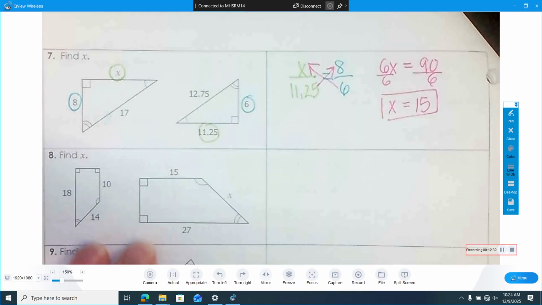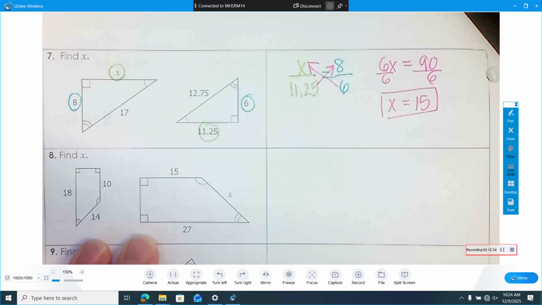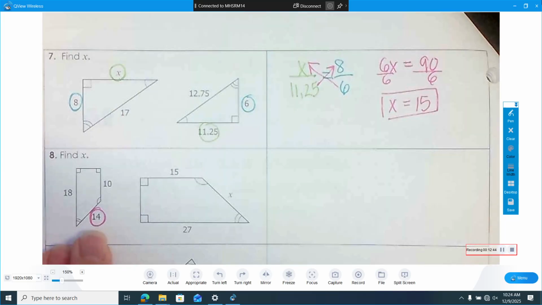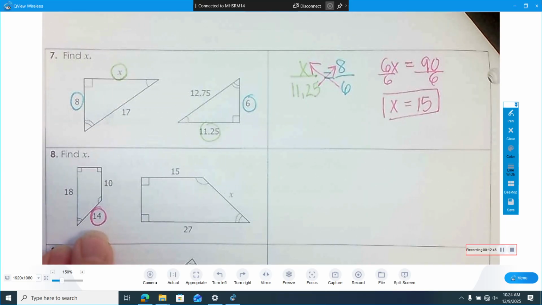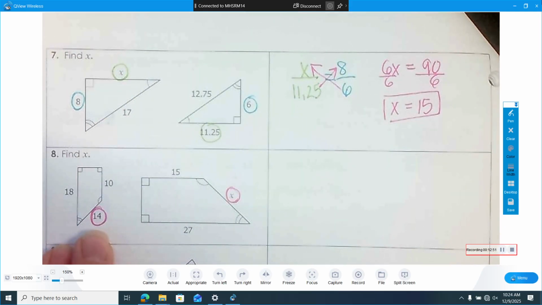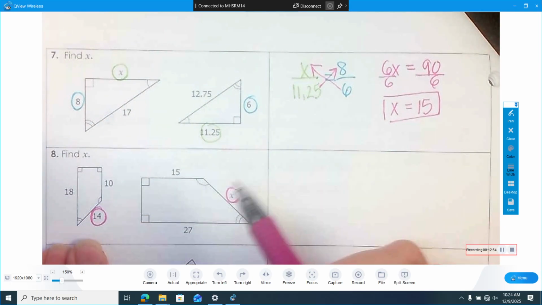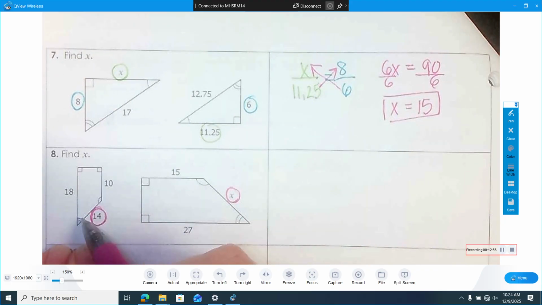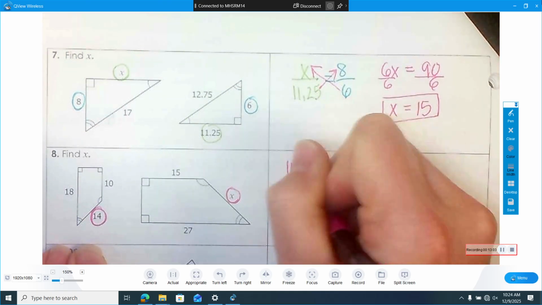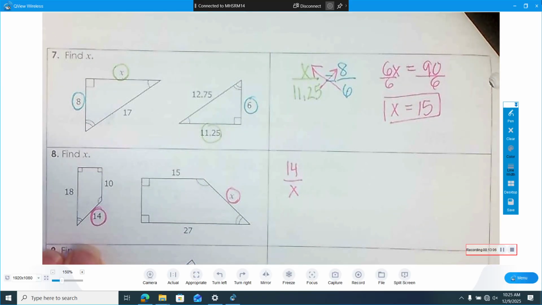All right, again, on number 8, these figures aren't oriented the same way, but they have good markings. So I'm going to say, hey, which side does the 14 correspond with? Yep, X. How do we know that it corresponds with the X? Because it's got a single and double. Yeah, so the markings there, we got the single arc and the double arc. So with the X, we have the single arc and the double arc. So I can write 14 over X for my setup there.